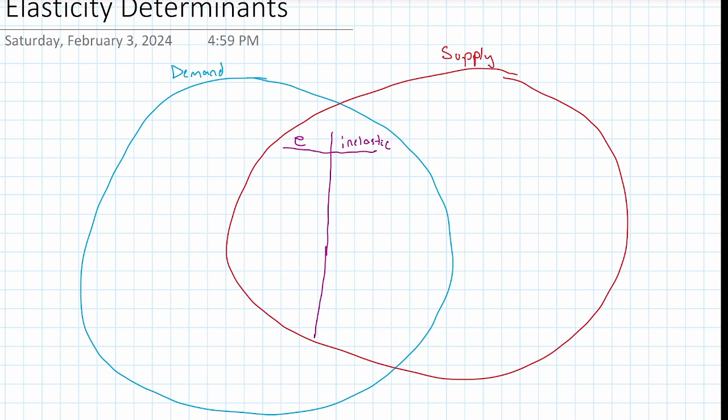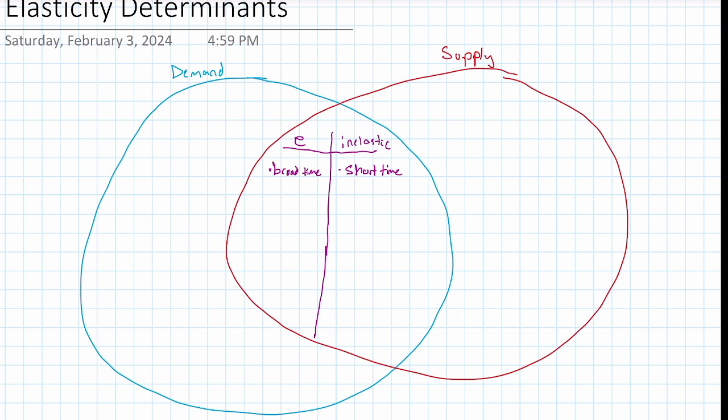So one example is time. Okay, and sorry, I've got a little bit of a cold. So if we're looking at time, if it's measured over a broad time versus a short time, it makes it more elastic.